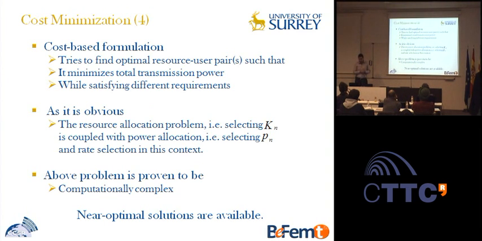So if we consider this cost-based formulation, as you can see, it tries to find the optimal resource user pairs in the system in a way that it minimizes the total power consumption, and at the same time it tries to satisfy different requirements and constraints inside the system. And as it is obvious, this is an intercoupled problem between the resource allocation and power allocation in the system. And in generic form, in the case that we consider the problem as an integer allocation of resources, this problem can be computationally complex. Later we come back to the solutions on how to tackle these kinds of problems.